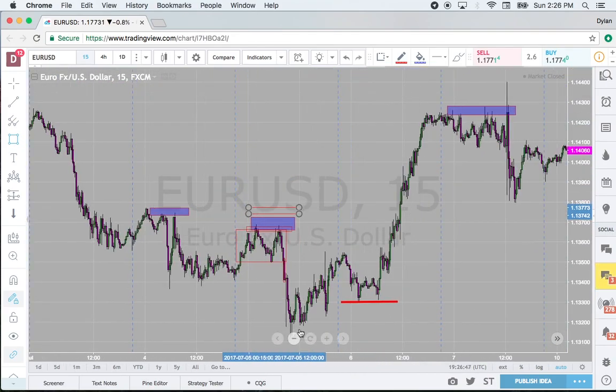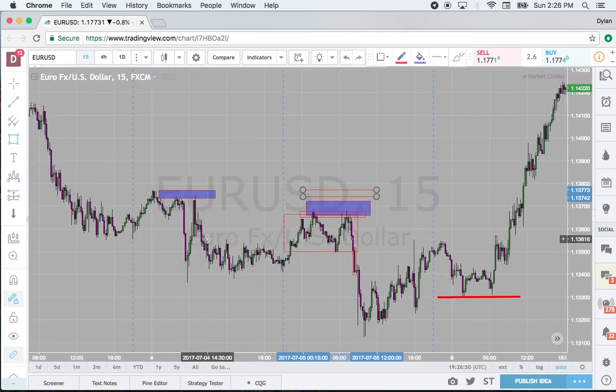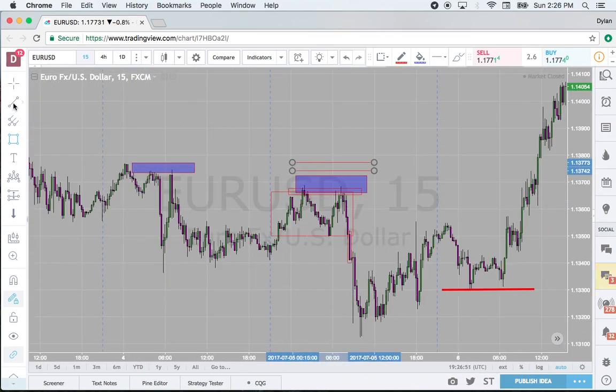Then what do you see? Once again, we have that W formation. Here's another W formation that occurred with the trend.